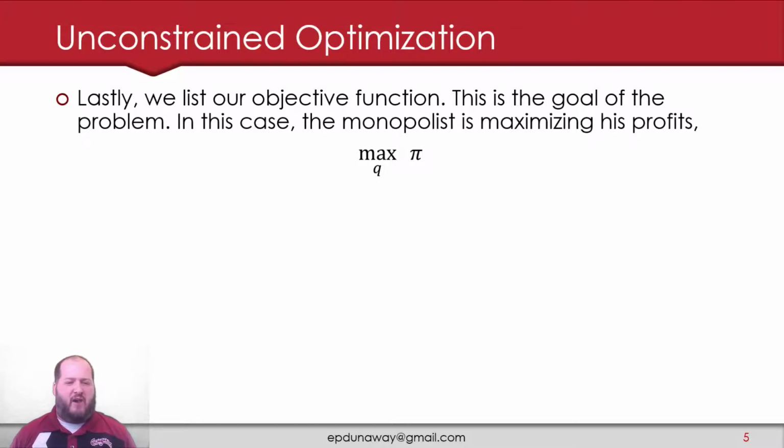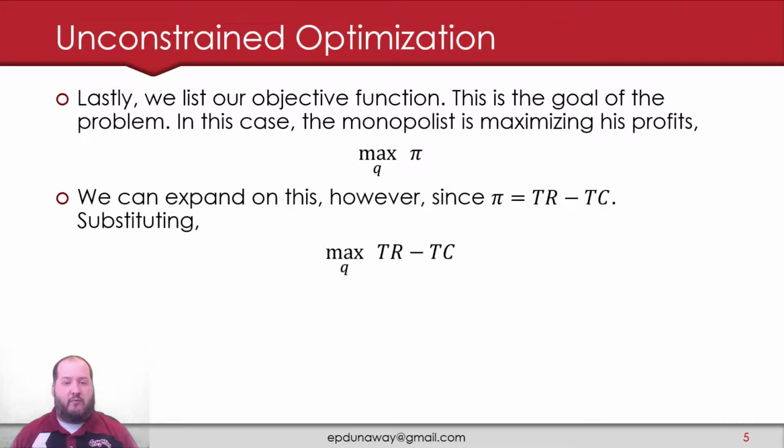But we can better define this, right? We don't want to just leave that as pi for profit. Well, I know that profit is equal to my total revenue minus my total cost. So I can substitute that in there. So now I'm maximizing Q, my total revenue minus my total cost. But I can even expand upon that more.